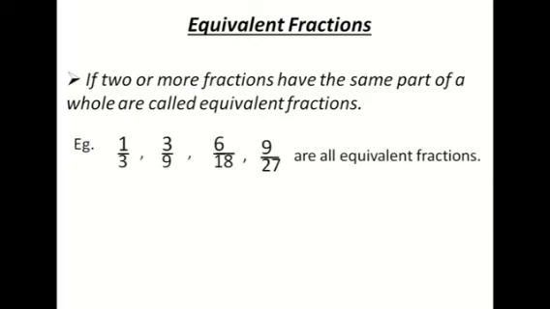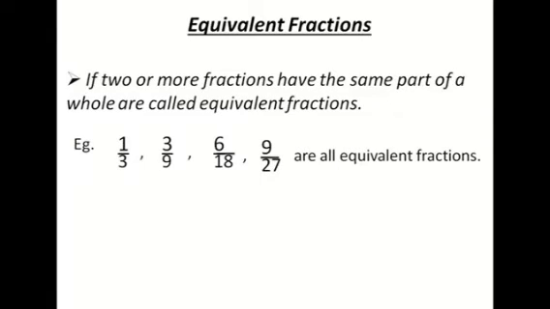Now we will discuss equivalent fractions. If two or more fractions have the same part or value of a whole, they are called equivalent fractions. Look at these examples here. 1 by 3, 3 by 9, 6 by 18, 9 by 27 all are equivalent fractions. Why are they equivalent? Because all these fractions have the same value.